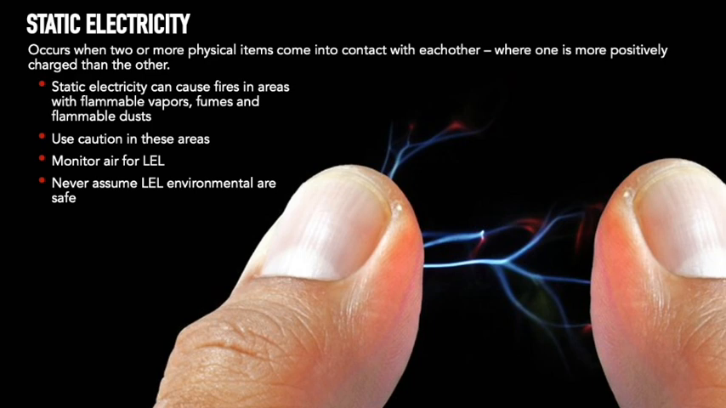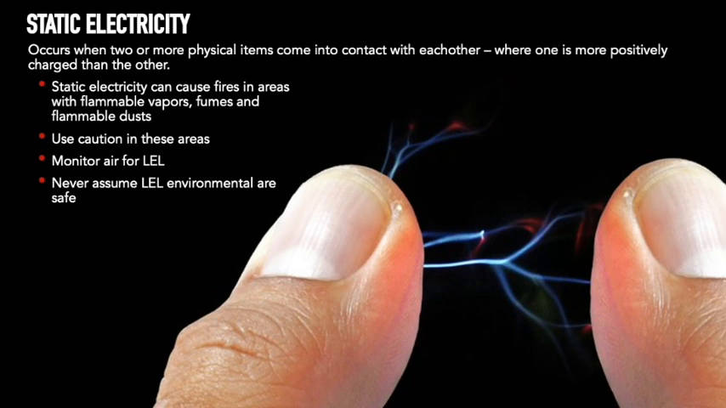Static electricity, another big issue in electrical safety. Not something we typically think about as electrical safety, but it is. Basically what happens when you get static electricity is you have two items that come into contact with each other that have a different charge, or a different potential, as we'd call it. It can cause fires in areas with flammable vapors, fumes, flammable dusts. Obviously in those areas you want to use caution, have an LEL sensor, and never assume LEL environments are safe because static electricity is possible. So top of a tank battery, inside of a treater, etc., static electricity can happen.